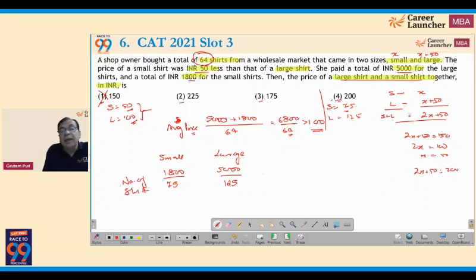If that's the correct answer, then this sum should be equal to 64. Let's see if we get 64 or not. If we get 64, this is the correct answer. If we don't get 64, we look at the other two choices.